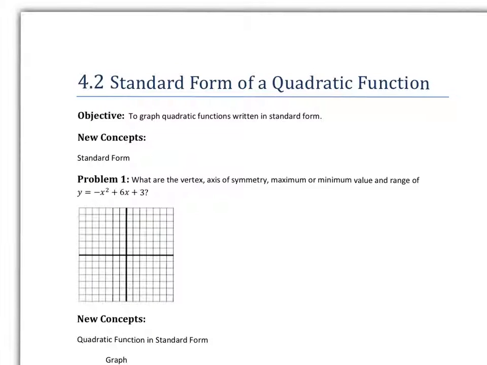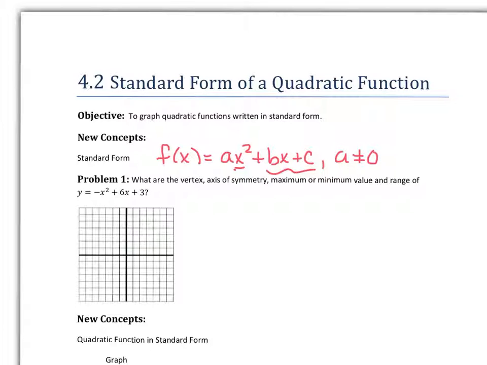Okay, this is lesson 4.2. It's the standard form of a quadratic function, and we're going to learn how to graph quadratic functions written in standard form. The standard form for a quadratic function looks like this: f(x) = ax² + bx + c, and a is not equal to 0. If a were equal to 0, then you would only have a linear function because you'd have something in the form of bx + c. So we need to have that x² term to make it quadratic.